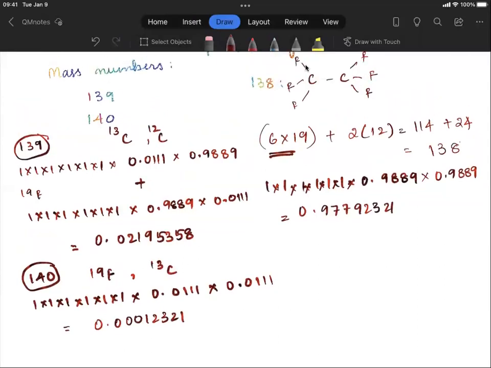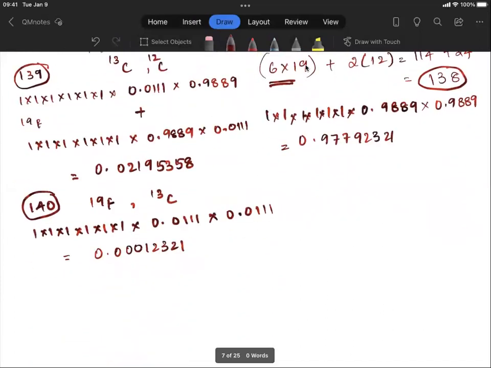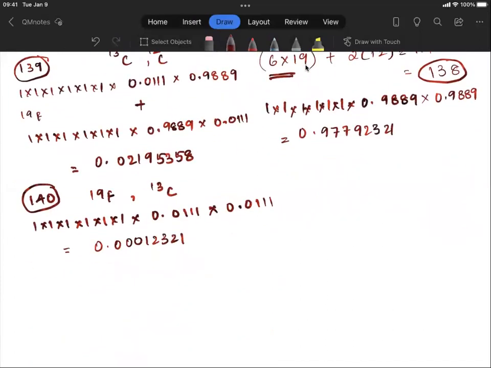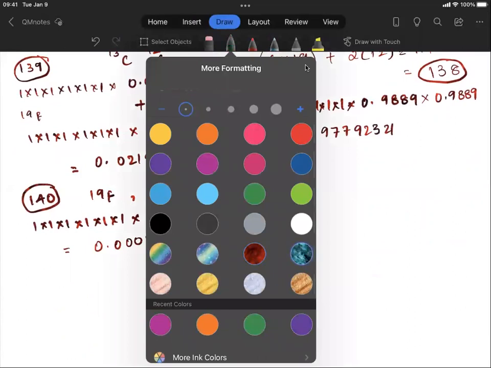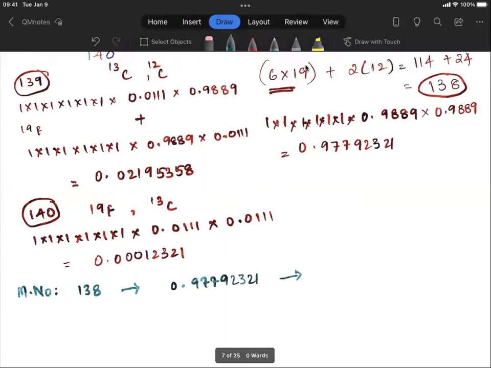Right? Now we have computed the probability of having a certain mass number. Now, when the mass number is 138 units, the probability is 0.977923321. And for probability of 0.977923321, the height is 100 units.